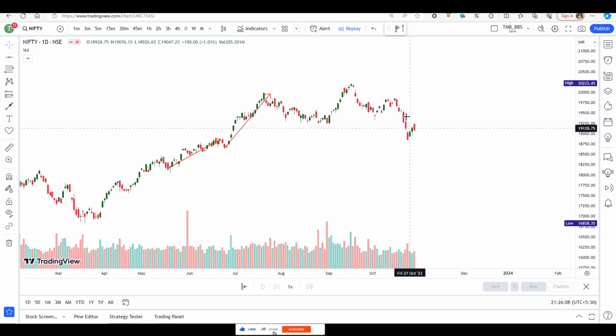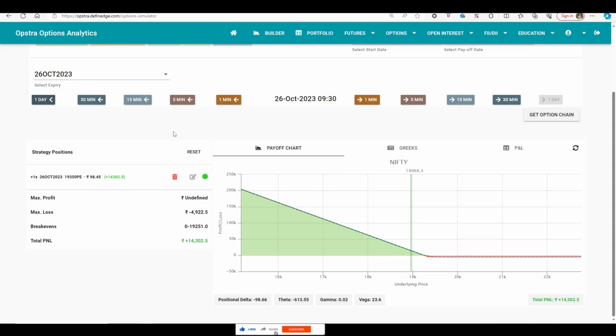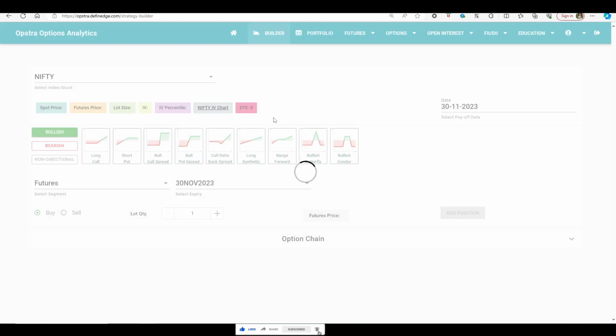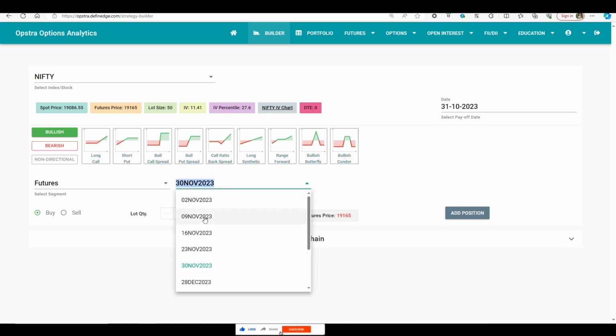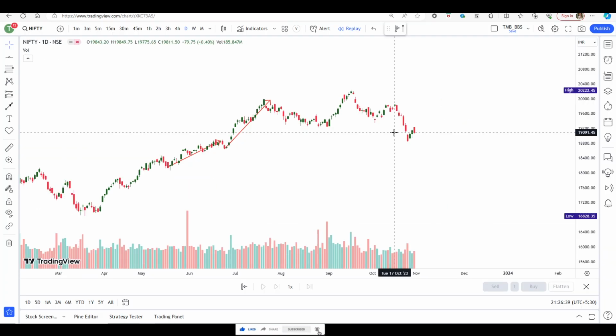So we have tested 4-5 days. Here there could be some loss, definitely some loss will be there. Let us see. Get the option. Now what we have to do is go to the builder. Here we will not have any data. This is November 2nd, so next week only we can check this.